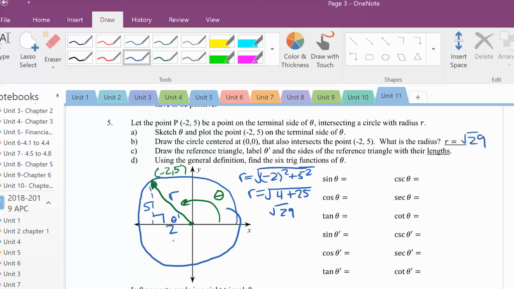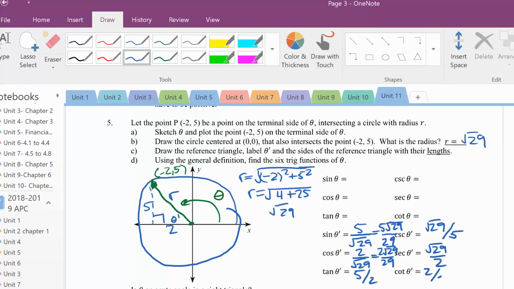So for the reference triangle, the sine is 5 over rad 29, which is 5 rad 29 over 29. The cosecant is then just rad 29 over 5. The cosine is 2 over rad 29, and that would be 2 rad 29 over 29. The secant is rad 29 over 2. The tangent is 5/2. Cotangent is 2/5.